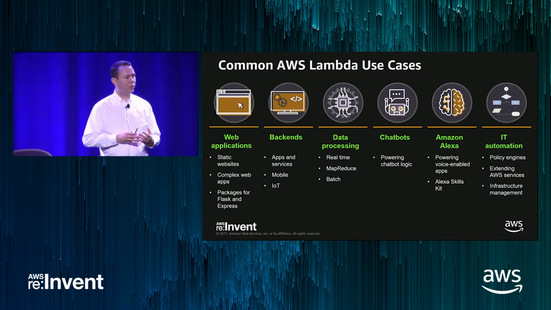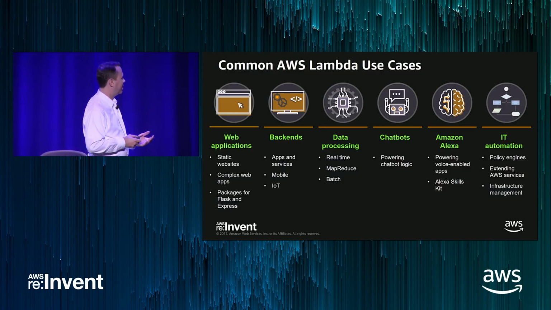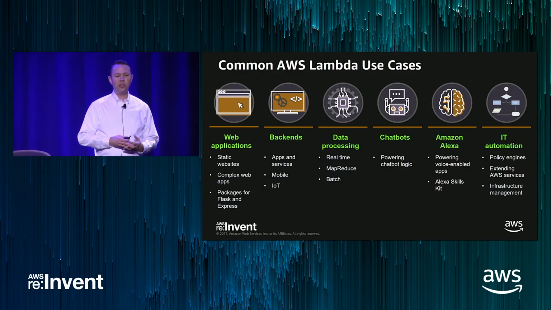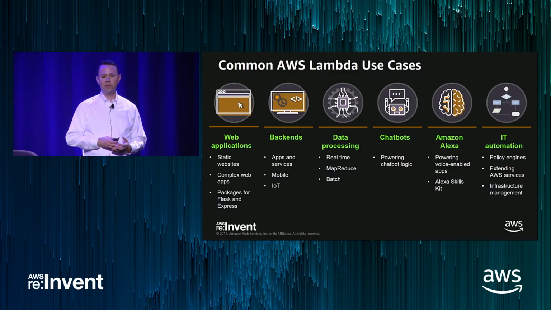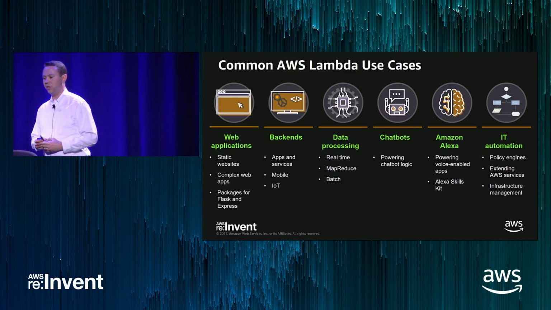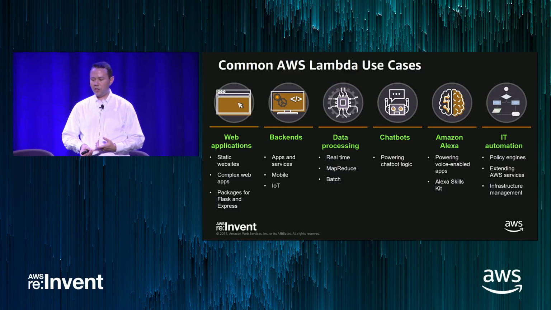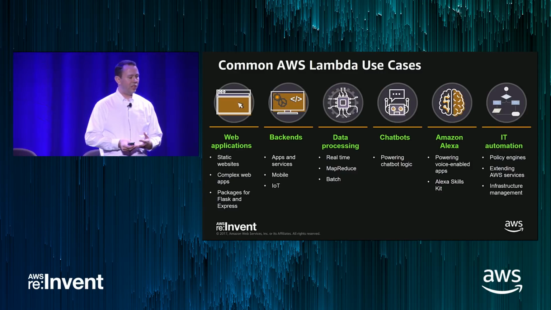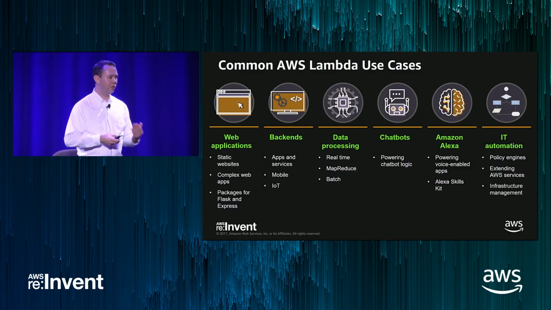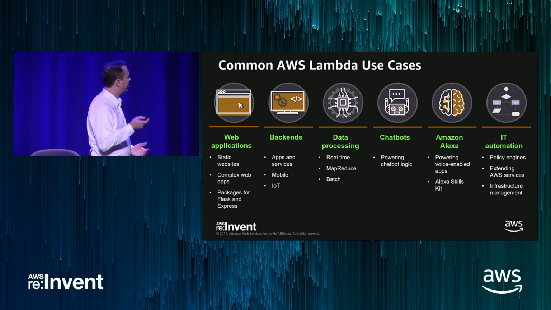And then the last use case we really see is IT automation. Many of our customers are using serverless technologies to automate their IT infrastructure in the cloud and even on premises. So that's things like policy enforcement, making sure your systems are secure, extending AWS services, lifecycle management. This is a very powerful use case.